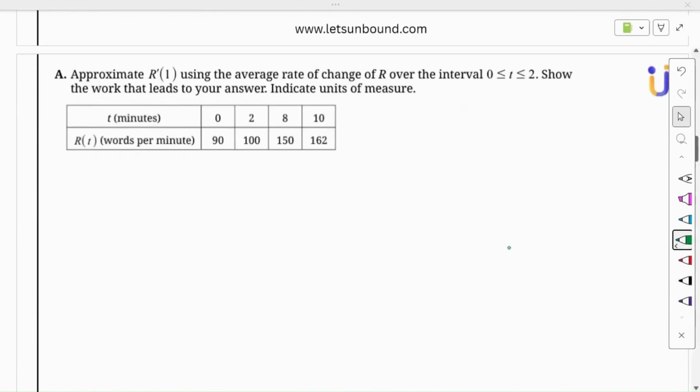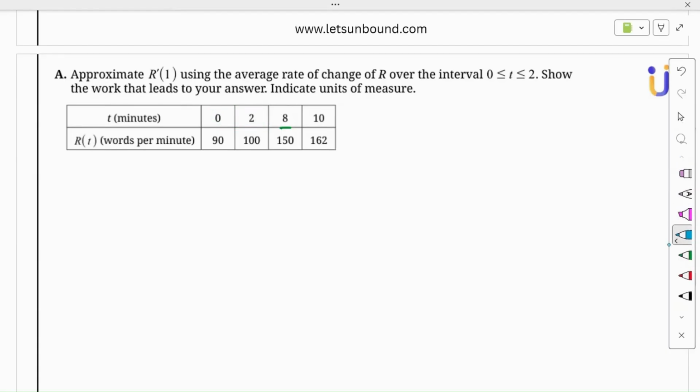Approximate r prime of 1 using the average rate of change of r over the interval. r prime is a rate of change, but it's instantaneous, so we estimate it with the help of the average rate of change over the interval 0 to 2. Of course, 1 lies between 0 and 2. You can think of 0 and 8 also, but this is the best average and will give you a better estimate. So we are doing it.